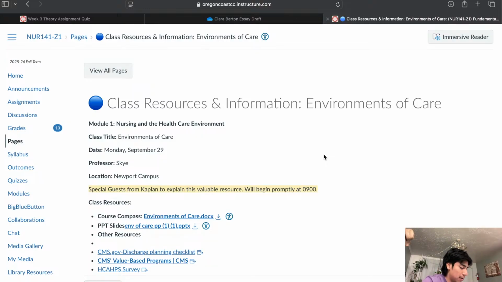Anyways, we got discharge planning. So discharge planning is going to be something that's pretty critical to the care we're providing. Discharge planning is a coordinated and interprofessional process that develops a plan for continuing care for a patient once they leave a healthcare agency.